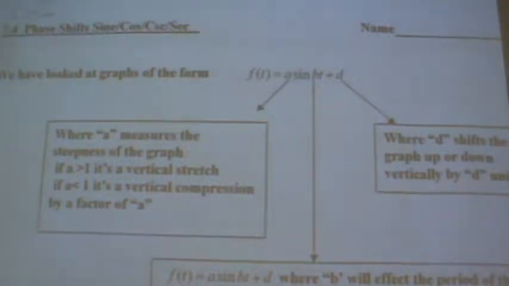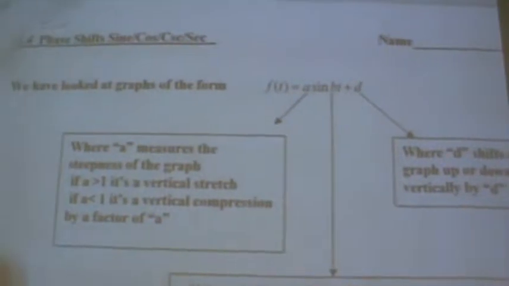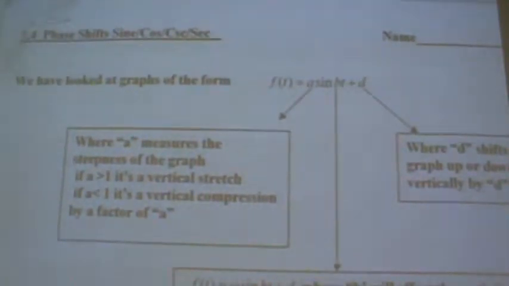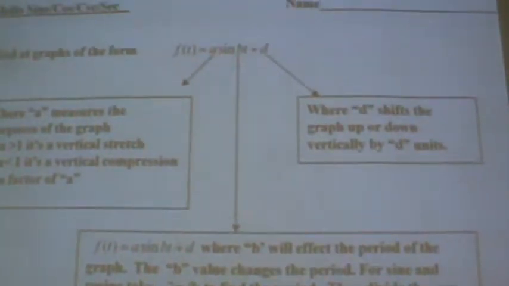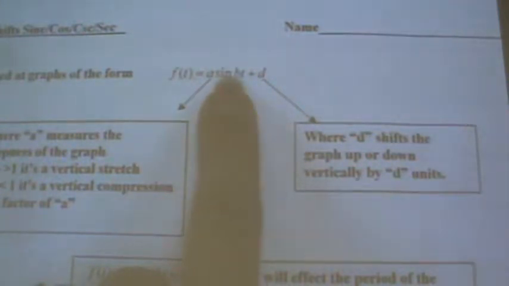Today we are doing 7.4, phase shifts on sine, cosine, secant, cosecant problems. Up till now, what we've talked about is what the A value does. The A value measures the steepness of the graph. We talked about the D value. The D value moves your graph up or down. And we also talked about the B value, that was 7.3. That's going to change your period. It's going to horizontally compress or stretch it.